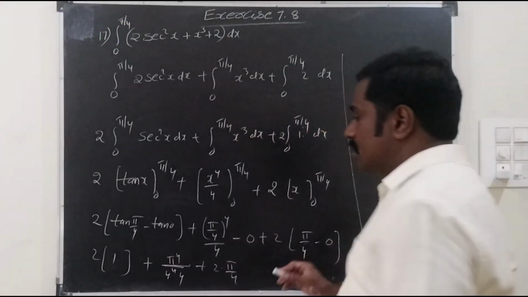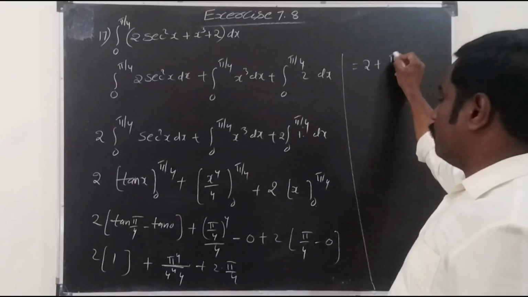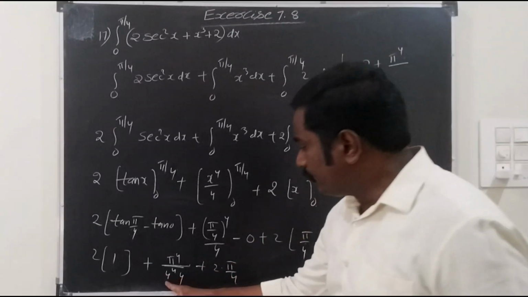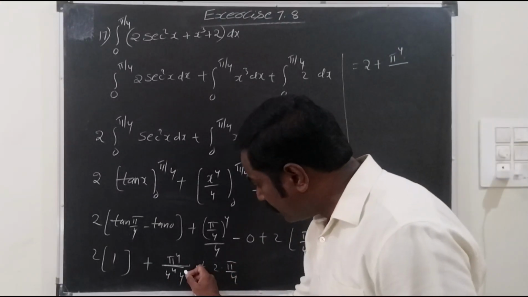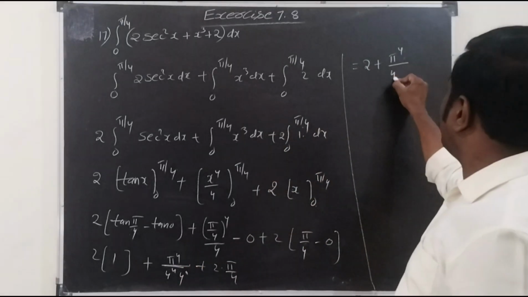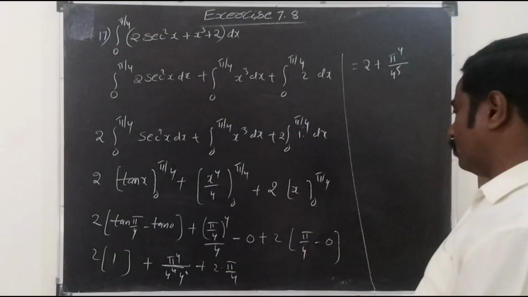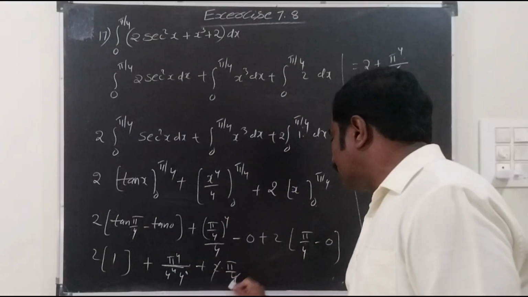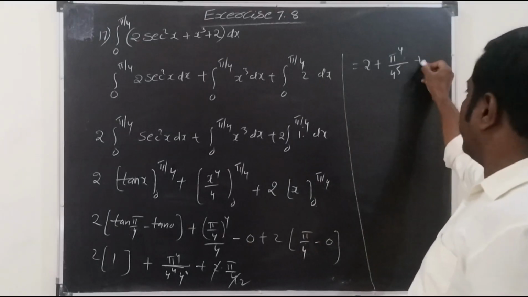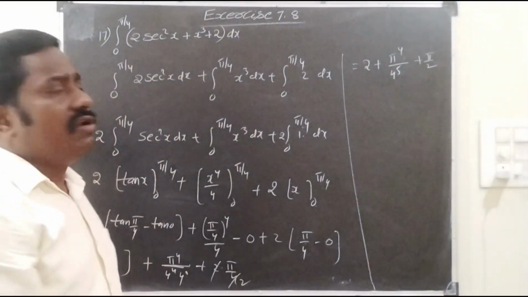Last step. 2 into 1 is 2, plus pi to the power of 4 by 4 power 4 into 4, and 4 power nothing means 1. Bases equal, add the powers: 4 plus 1, 4 to the power of 5. 4 to the power of 4 into 4 to the power of 1 is 4 to the power of 5. 2 we can cancel here 2 times, plus pi by 2. That's enough. That is the maximum simplification we can do.